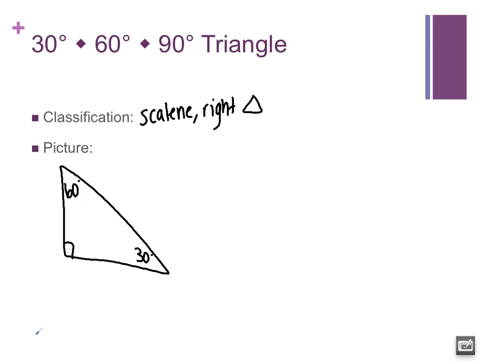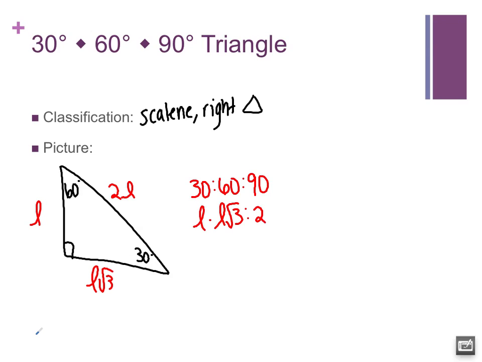The side across from the 30 we always mark as L. The side across from the 60 we mark as L root 3. And the side across from the 90 is 2L. So this time we have a 30, 60, 90 triangle. My sides are L, L root 3, and 2L. Again, we're going to do two examples together. You're going to do one on your own.